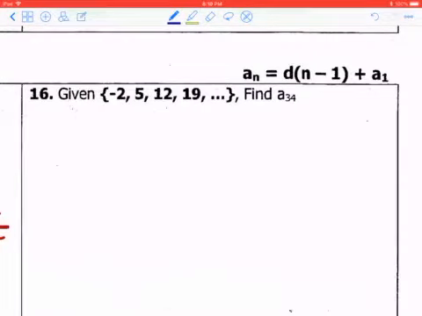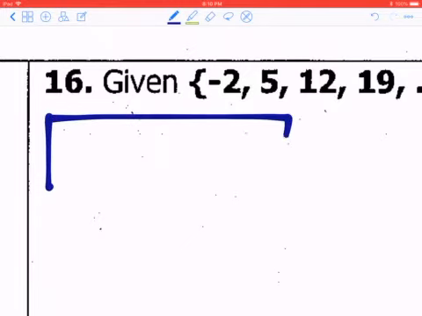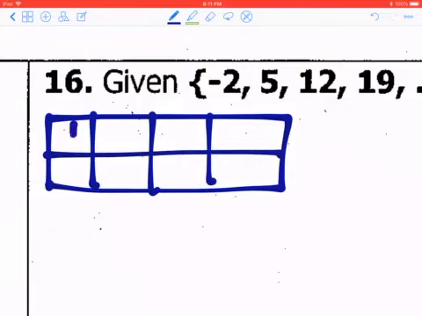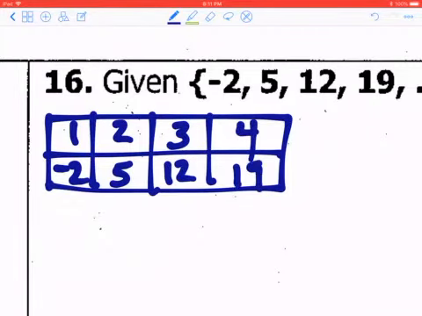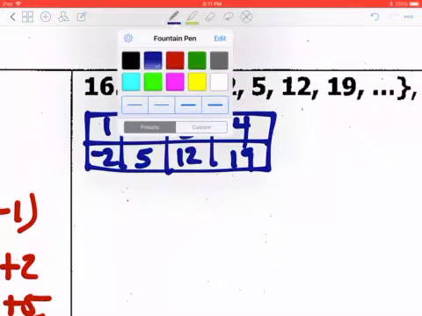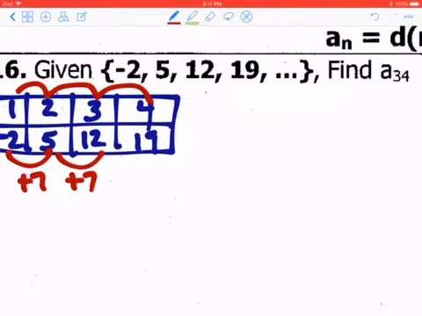This time they give us the equation, but again, we can figure this part out by doing the same thing. If we create a short, quick table of the values, we can see that when it was 1, it's negative 2. When it was 2, it's 5. When it was 3, it's 12. When it was 4, it's 19. So I can see that it is changing this by 1, but this by plus 7. So I know that my slope is 7.